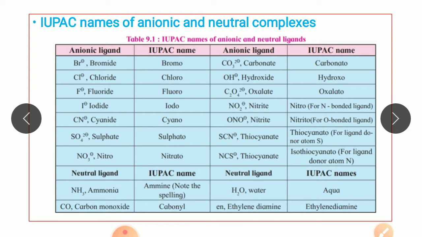Thiocyanate, again if the donor atom is sulfur, then it is thiocyanato. If the donor atom is nitrogen, it is isothiocyanato. Let's name some neutral ligands.